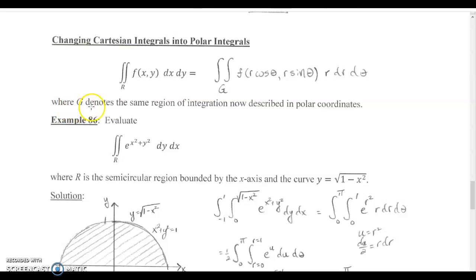Okay, so we want to evaluate the double integral over a region R in the xy plane of f of x, y dx dy or dy dx, it doesn't matter which. And I want to change that into a double integral over a region G, where G is the same region as R, just described in polar coordinates, of f of, now x, remember, is r cosine theta. So the conversion from x to polar is that x is equal to r cosine theta, and y is equal to r sine theta. And then this dA, dx dy or dy dx, is equal to r dr d theta.